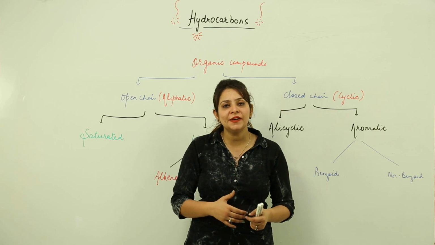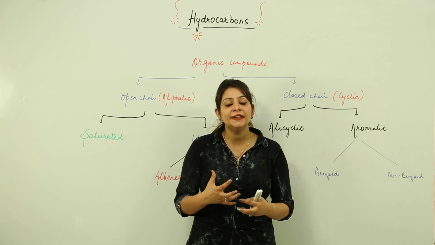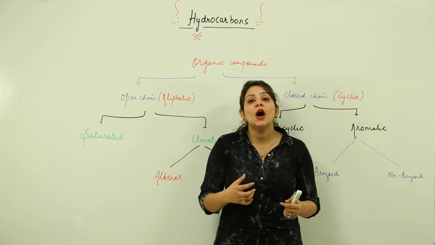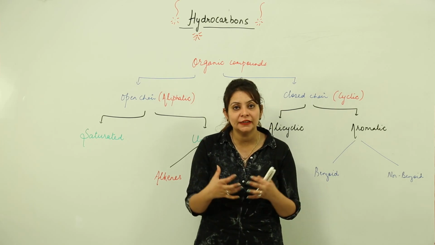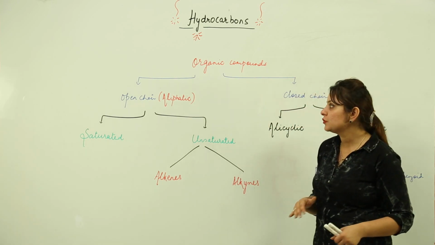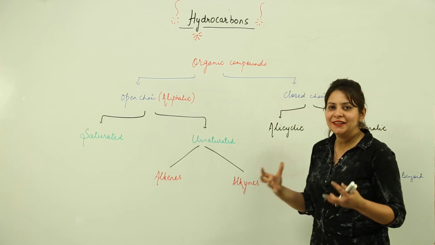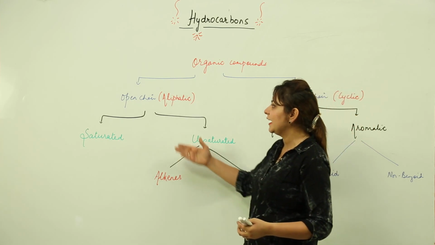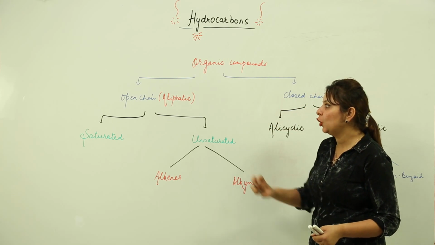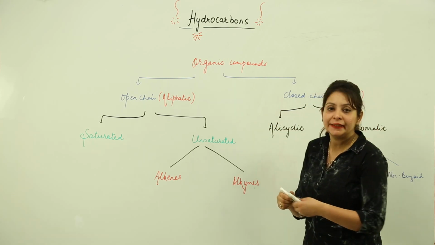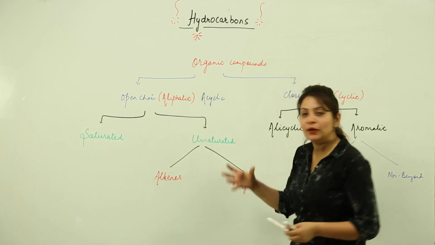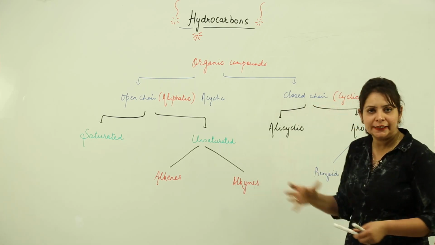So here I am going to classify the organic compounds, so that you should be familiar with what subtypes of organic compounds we can classify, or what kind of compounds with different properties we can find. So this is our organic compound. It is divided into two categories, the open chain and the closed chain. The open chain is called aliphatic, or you can also call it acyclic. So we have acyclic or aliphatic compounds, and we have closed chain or cyclic compounds.